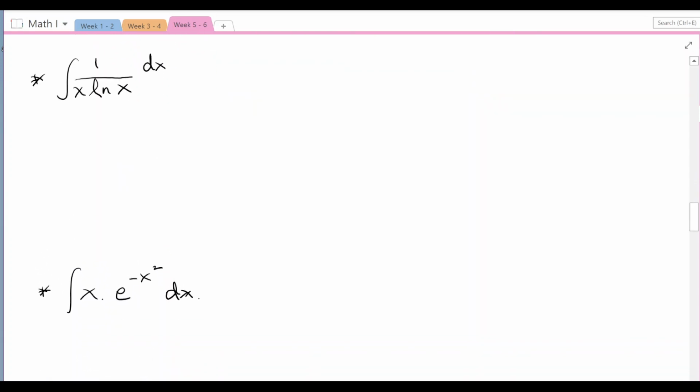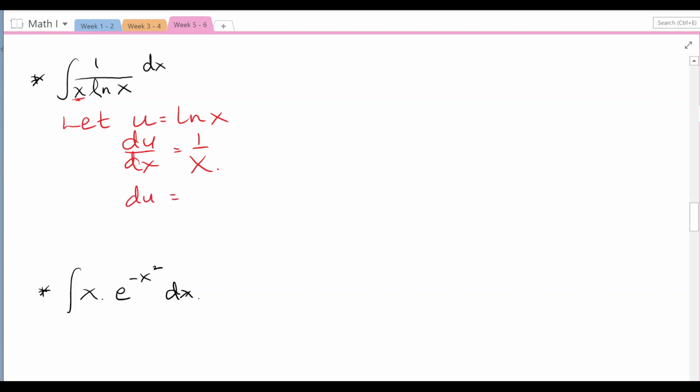Let's do another one. The integral of 1 over x ln x dx. Again, we just have to let our u be ln x, because the derivative of ln x is 1 over x. So we have u equals ln x, because du over dx is 1 over x, and it turns out we have 1 over x in the equation here. So it makes things easy for us.